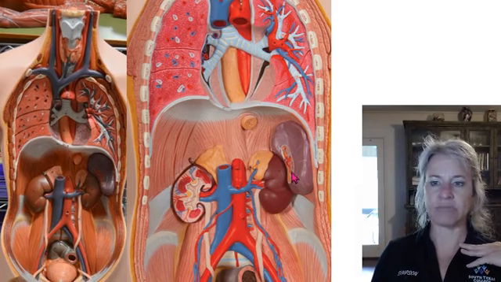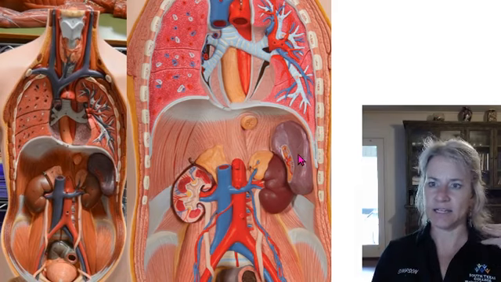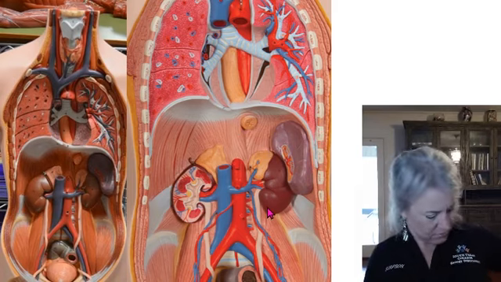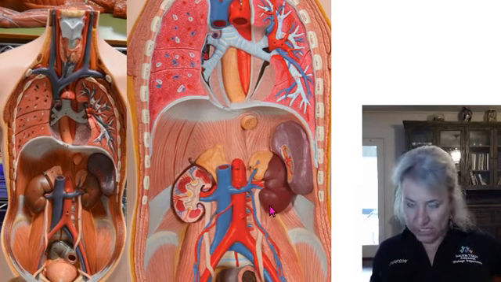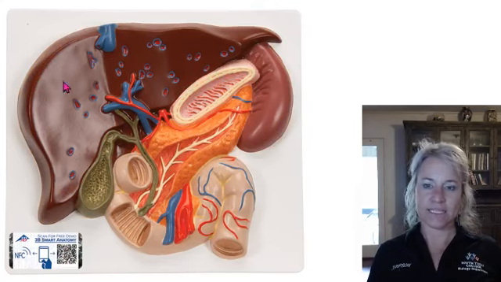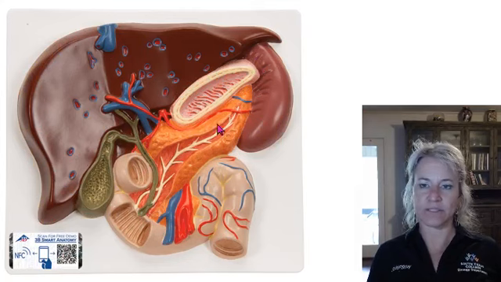The spleen. The spleen is over here, protected by your rib cage. It is toward the back, behind your stomach, on your left side. This is the liver, this is the pancreas, and there's that spleen. So the stomach would be sitting right here. There's the spleen.